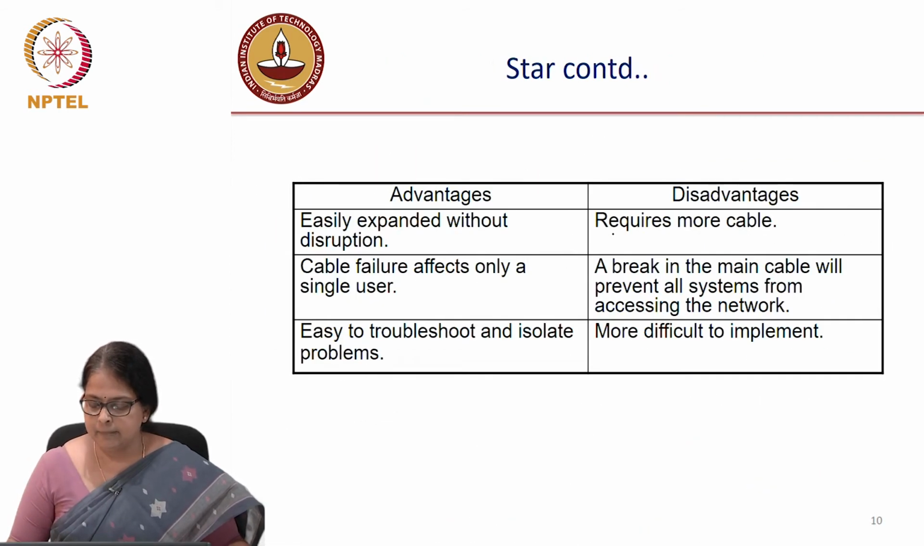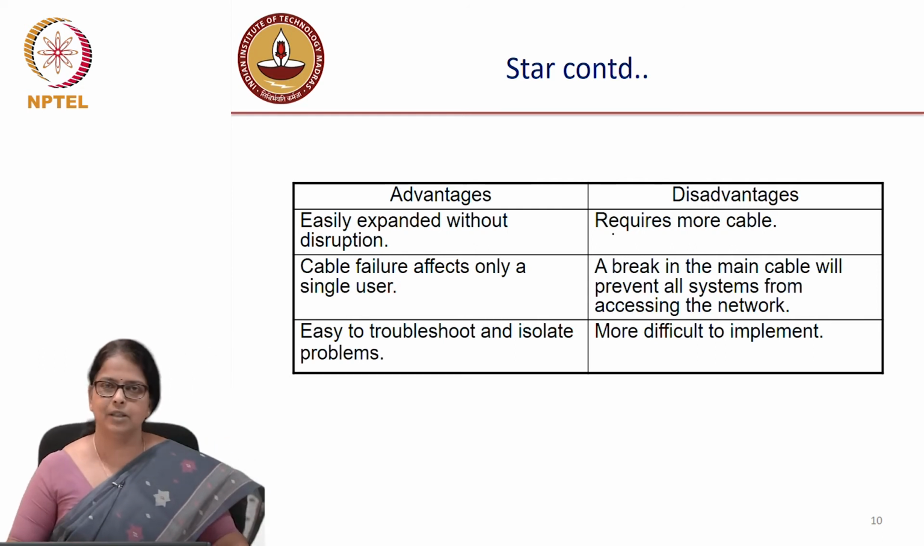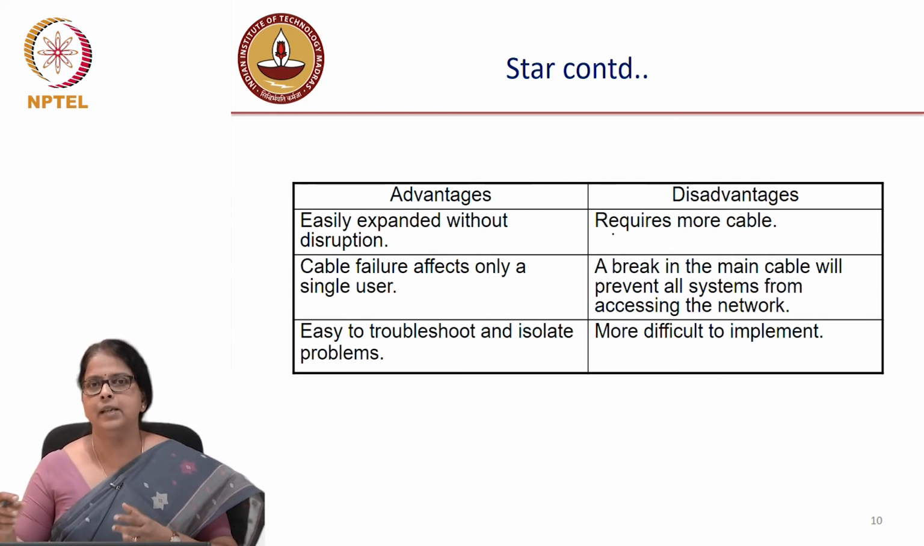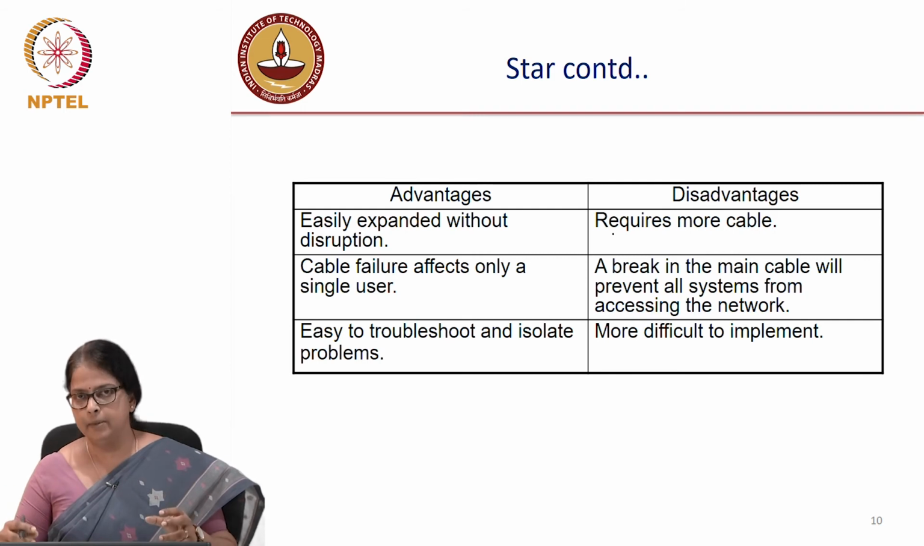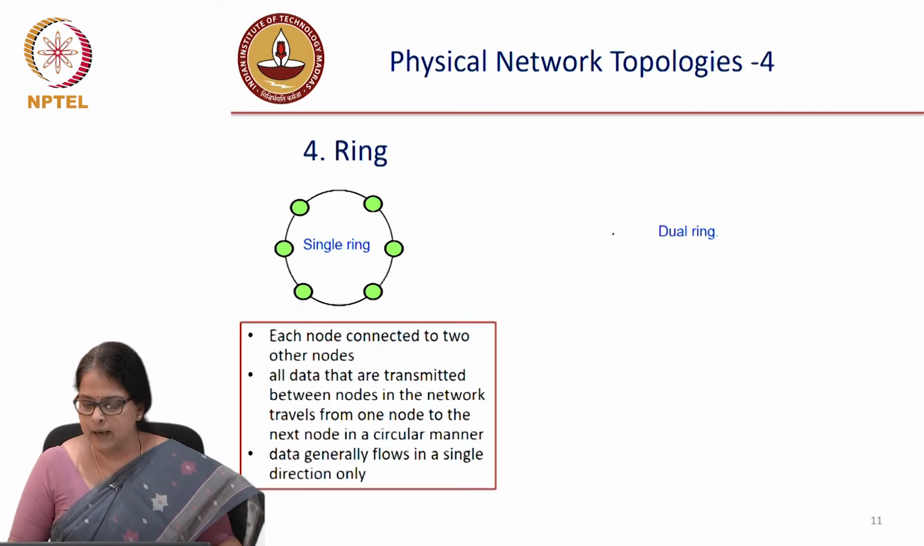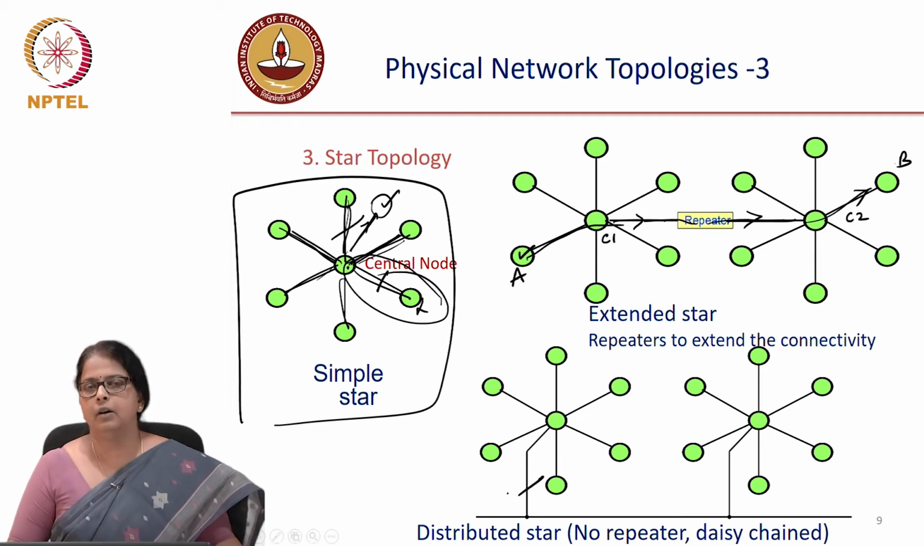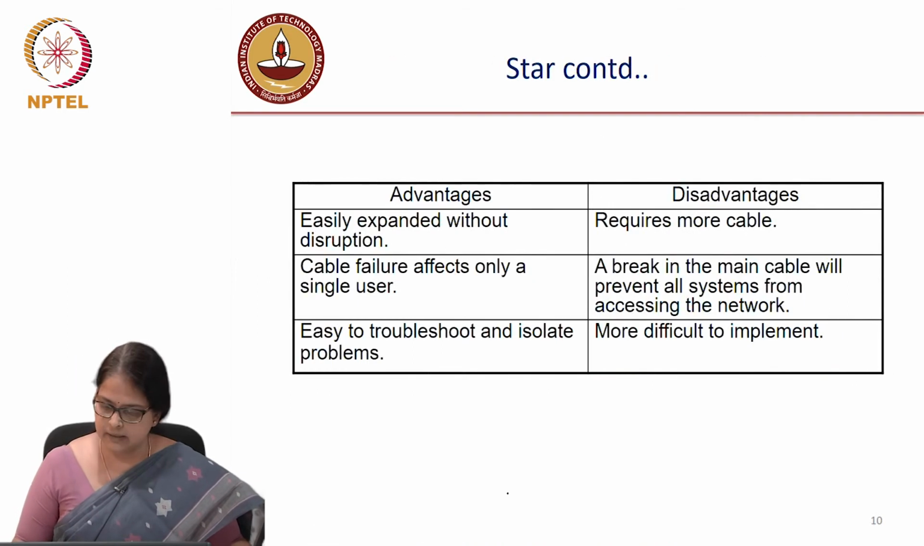And corresponding to these advantages, the disadvantage is that because each node is connected to the other node with a fiber, the amount of cabling is really large. A break in the main cable will prevent, like in the previous case, if there is a break in this cable, it will prevent all the other nodes from getting the signal.